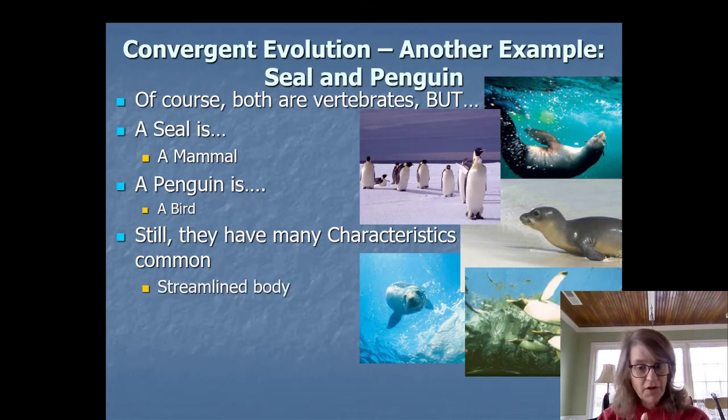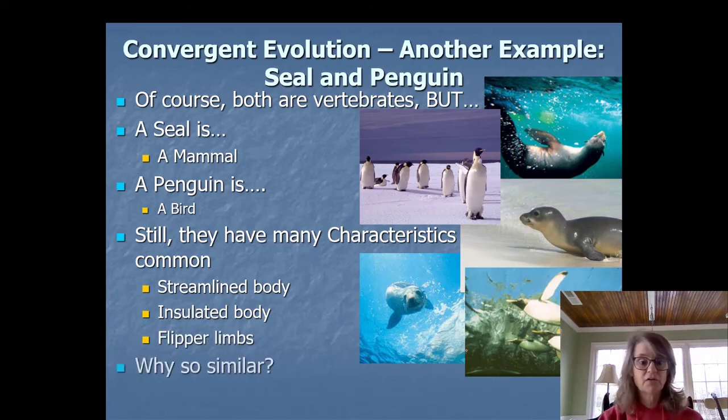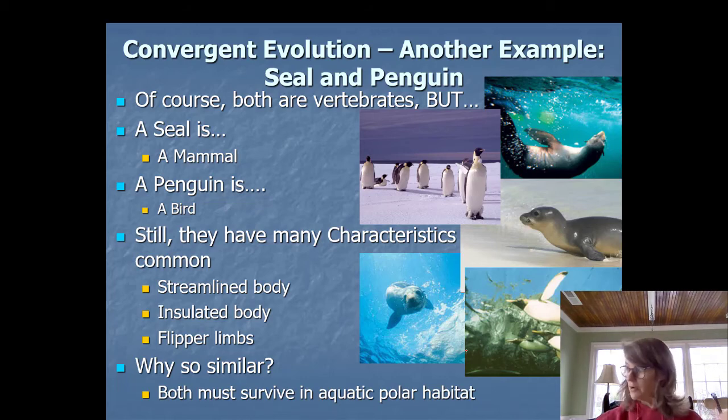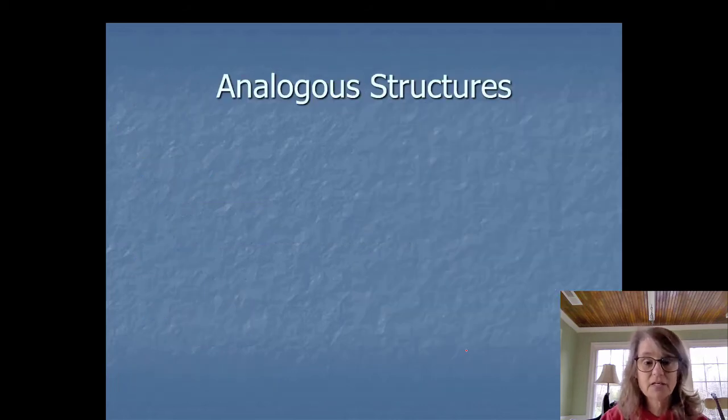So they are pretty far apart in terms of how related they are, but they have a whole lot of characteristics in common. They both have streamlined bodies. They both have insulated bodies. They both have flippers for limbs. So why do they share all these characteristics in common if they are not closely related? Because they are living in a cold Arctic environment where the main food source available is fish, and you've got to be able to survive in that cold. You've got to be able to swim to get food. And those characteristics are ideal for that. So even if they both started in different places, one started as a bird, one started as a mammal, natural selection in those environments has kind of forced them to have similar characteristics.